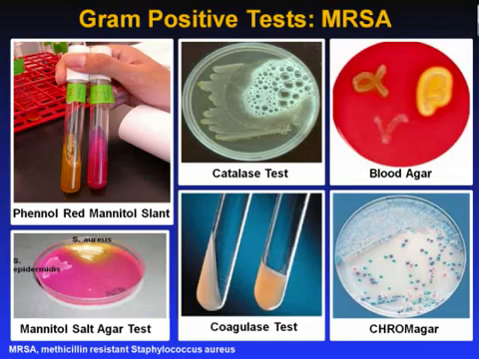Coagulase is an enzyme produced by Staphylococcus aureus that converts fibrinogen to fibrin. The coagulase test is used to differentiate Staphylococcus aureus from coagulase-negative staphylococci. The test uses rabbit plasma that has been inoculated with the staphylococcal colony. The tube is incubated at 37 degrees Celsius for 1.5 hours. If negative, then the incubation is continued for up to 24 hours.